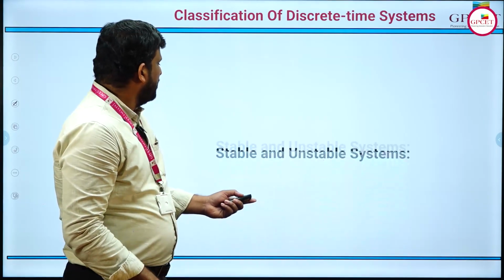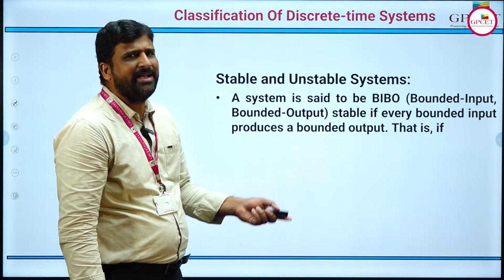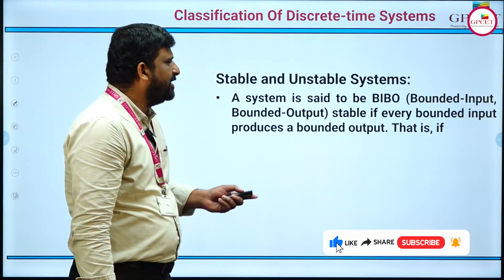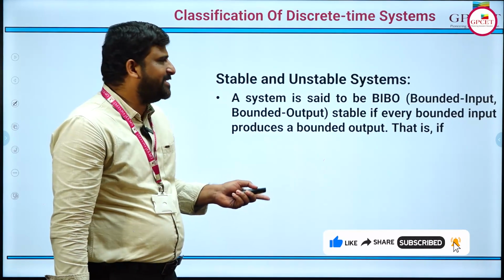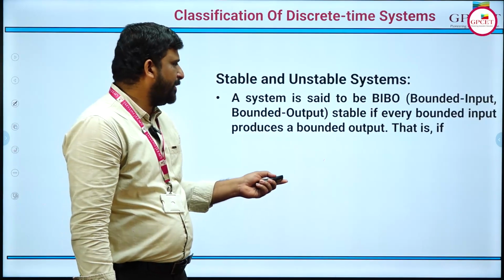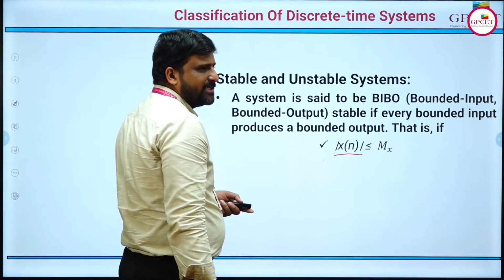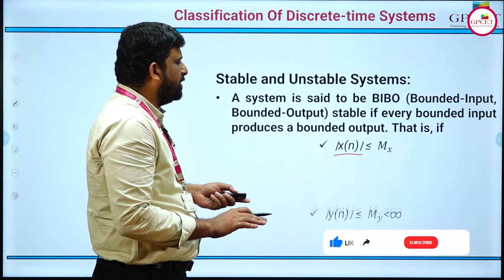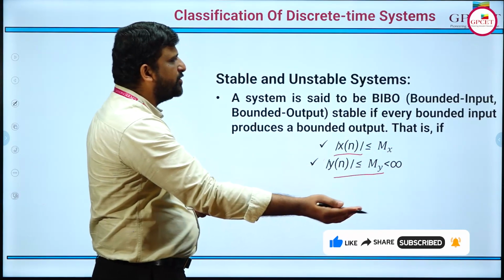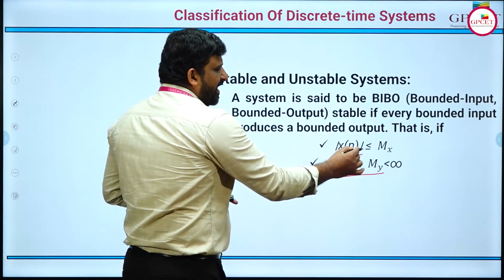Okay. And finally, stable and unstable systems. This is also very important for the upcoming classes. A system is said to be BIBO, that is bounded input and bounded output. If it is BIBO, then we can say that the system is stable. That means every bounded input produces a bounded output. You can see here the bounded input: mod x of n is less than or equal to mx. In that system, for a bounded input, we need to get a bounded output only. If the system does not produce a bounded output, then we say that it is an unstable system.